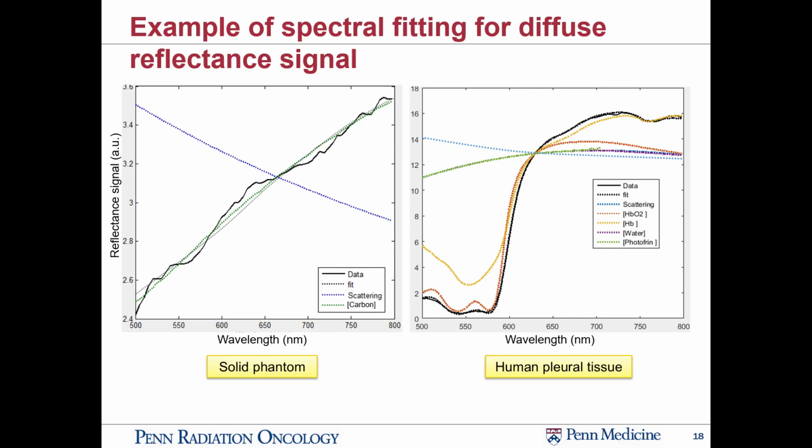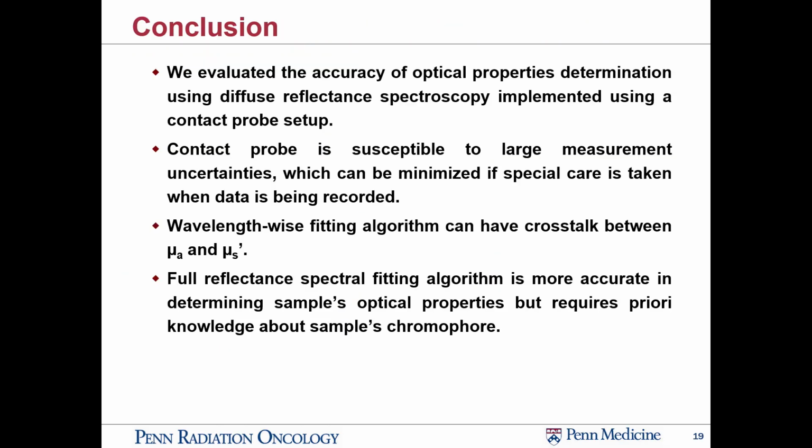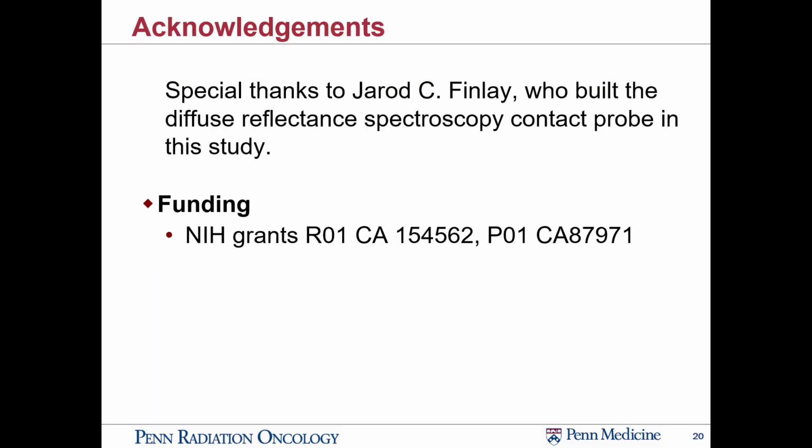sensitizers in this case. So in conclusion, we have accuracy of optical property determination using diffuse reflectance spectroscopy implemented using a contact probe, and we find that a large error can be caused by fitting methods, as well as by improper use. Wavelength-wise fitting can introduce large errors, and spectrum fit will improve the results.